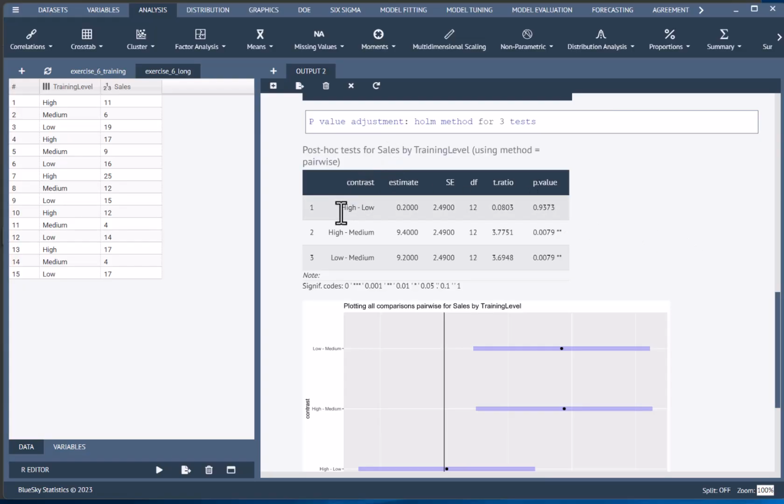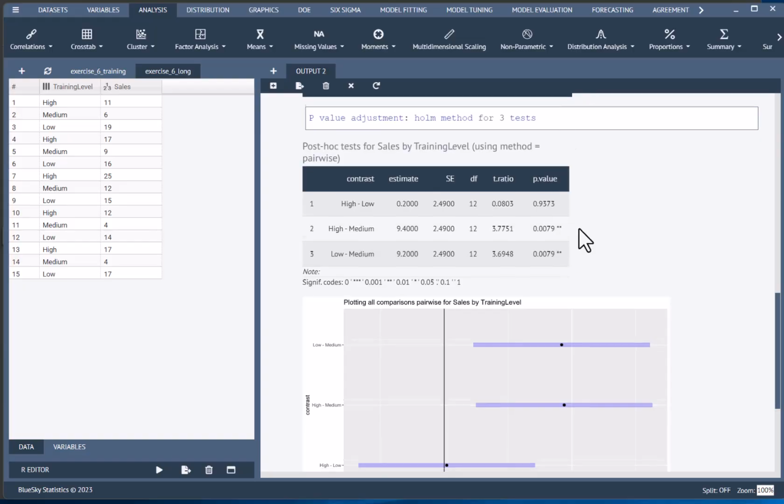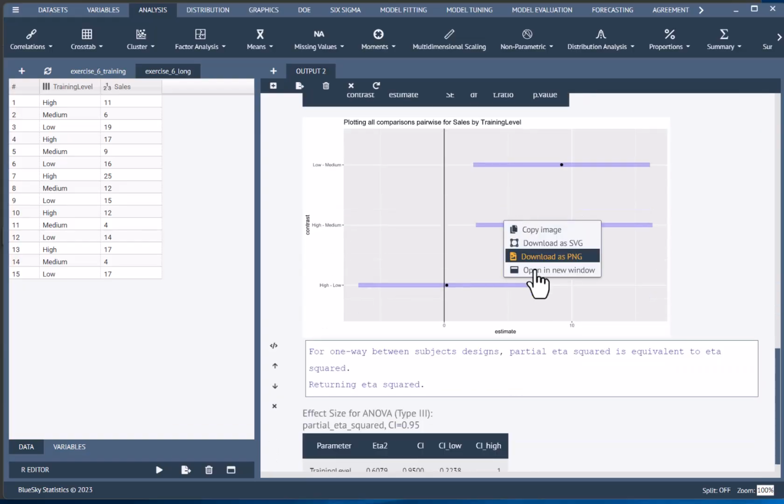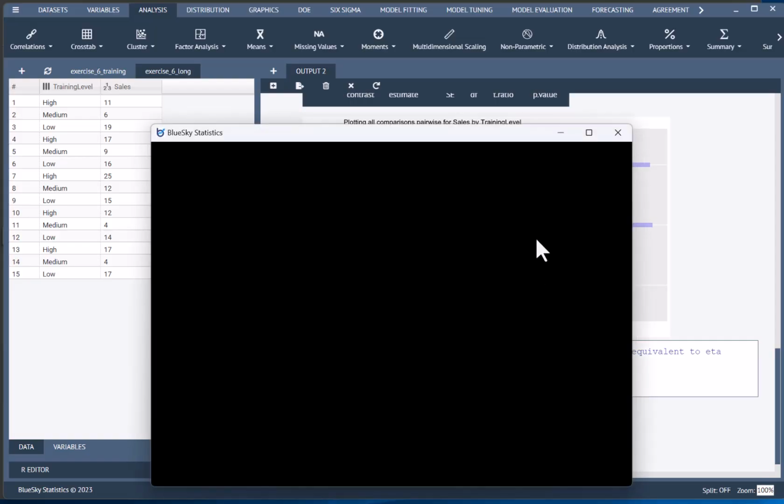So if you look at high training versus low training, the mean difference p-value is greater than 0.05. So the difference between high and low levels of training is not significant. The difference between high and medium level training is statistically significant, and the difference between low and medium is also statistically significant. And a plot will really help us understand that better.